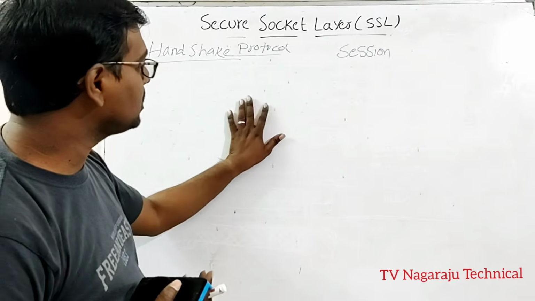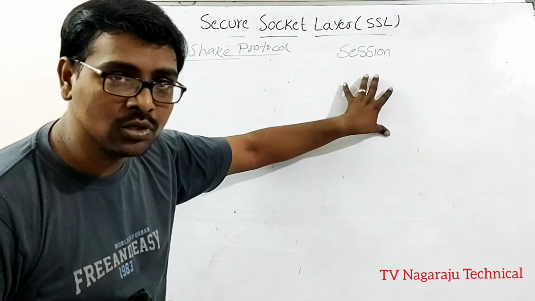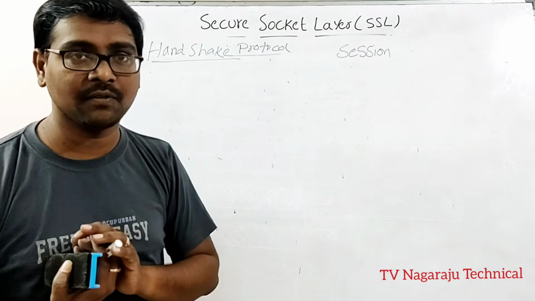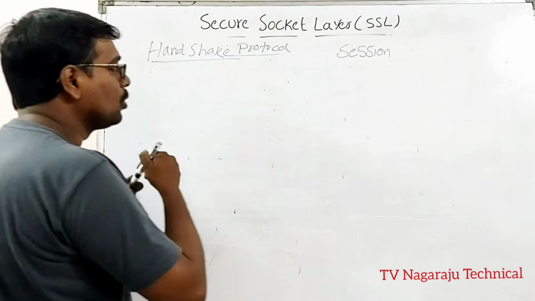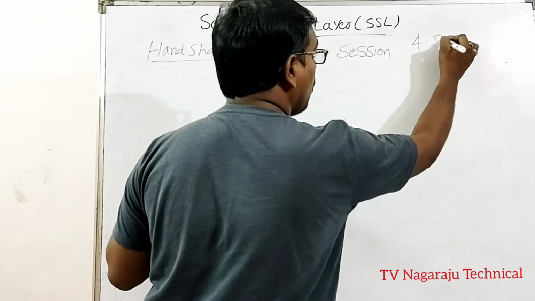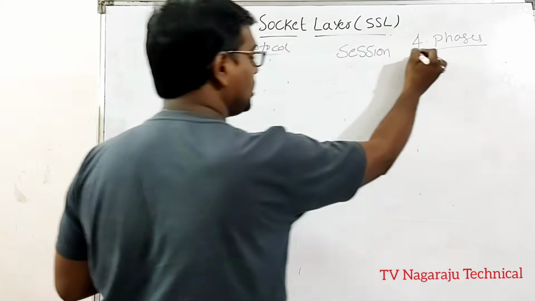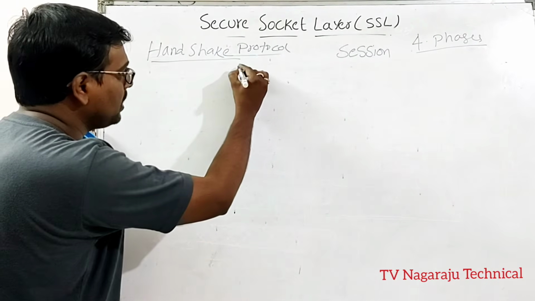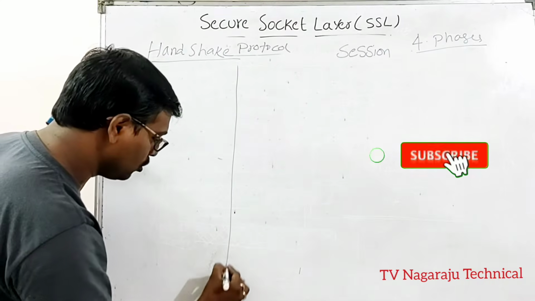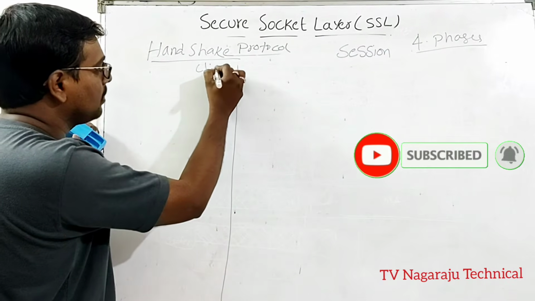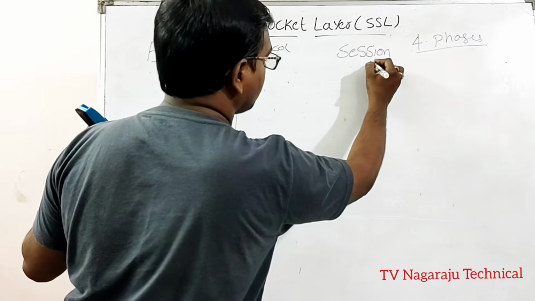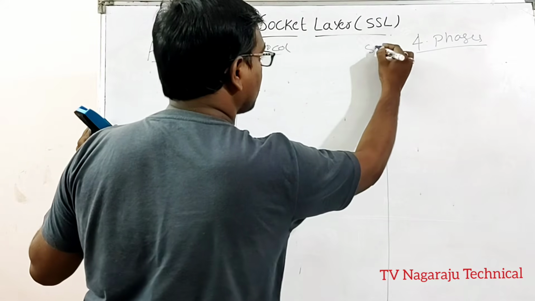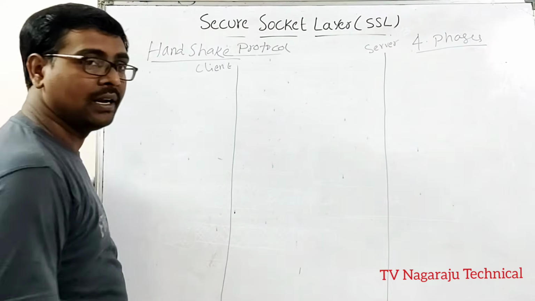Now, this handshake protocol is mainly used to establish the session between the client and server. This protocol is completed in 4 phases. I will explain each and every one. Assume this is the client, and here is the server. Client and server.